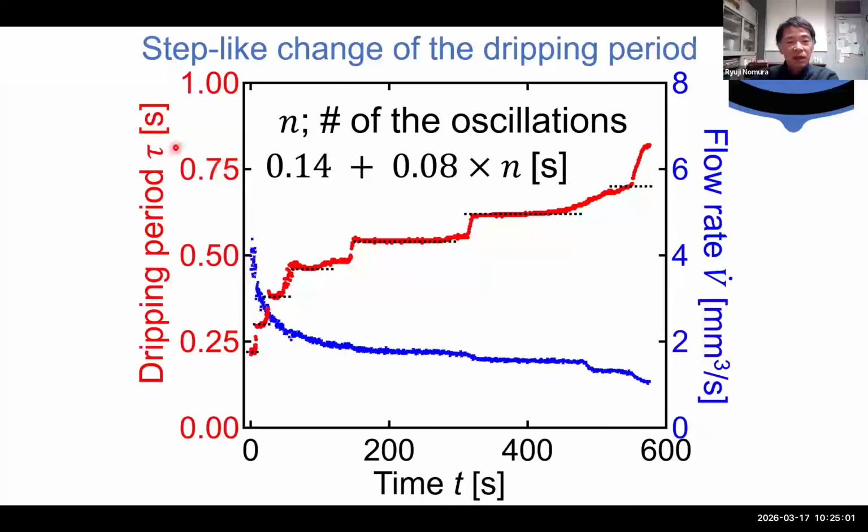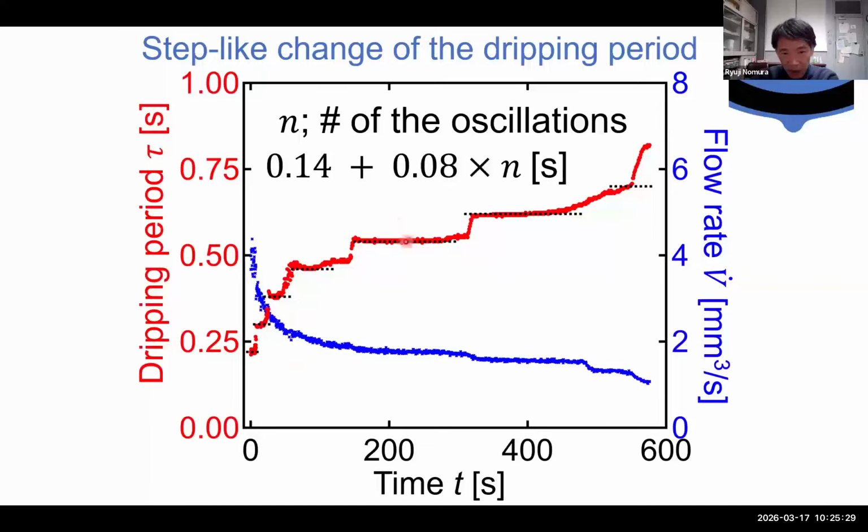So I measure the dripping period, tau, as a function of time. And at the same time, we observe the flow rate, d dot. As I said, the flow rate gradually decreases like this. As the flow rate decreases, the dripping period increases like this. But this period increase was not smooth. You see a step-like change in the dripping period tau.